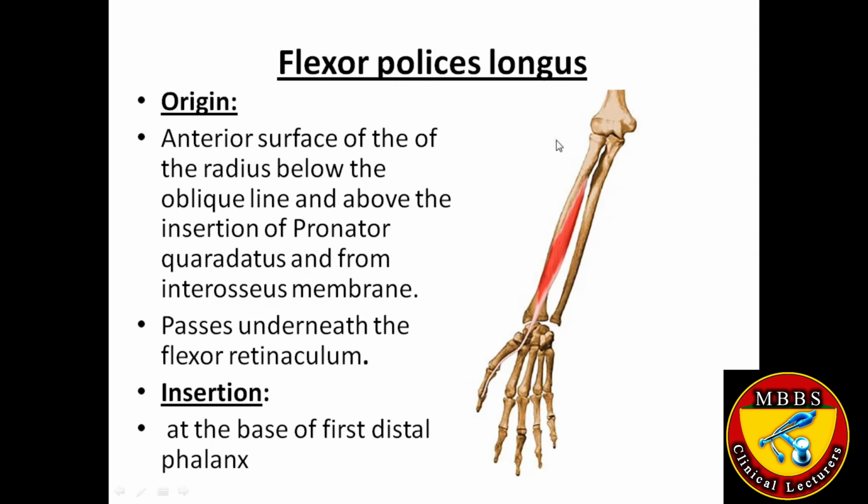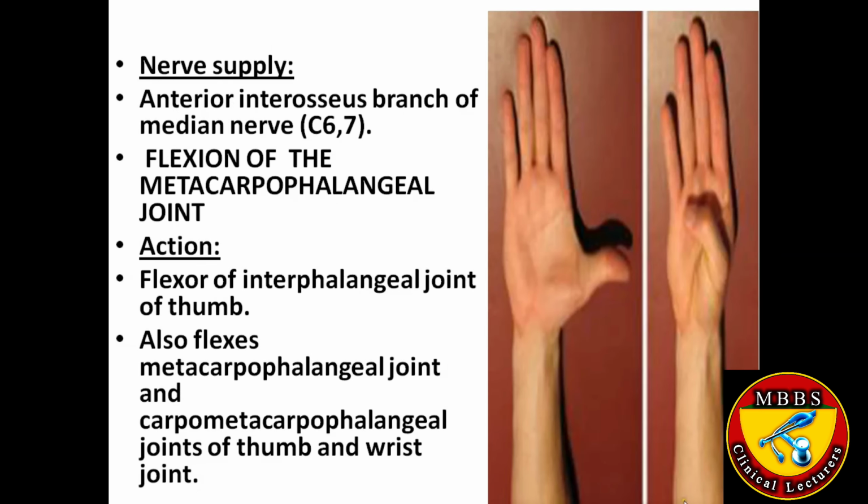Then the muscle that is present in the deep layer is the flexor pollicis longus. It originates from the anterior surface of the radius just below the oblique line and above the insertion of the pronator quadratus. So the whole anterior surface gives the origin of this flexor pollicis longus. It passes underneath the flexor retinaculum, because it is the longest tendon, and attaches to the base of the distal phalanx of the first finger, the thumb.